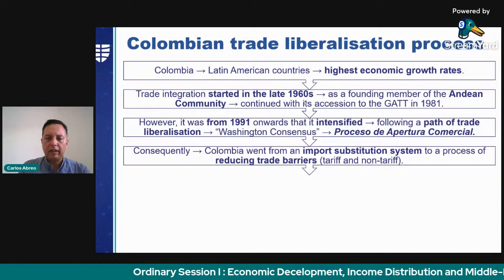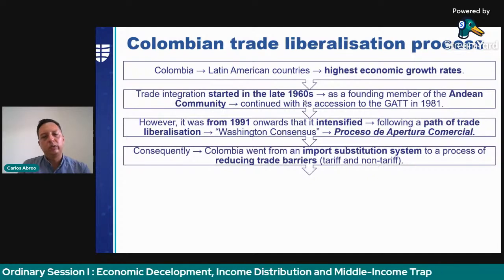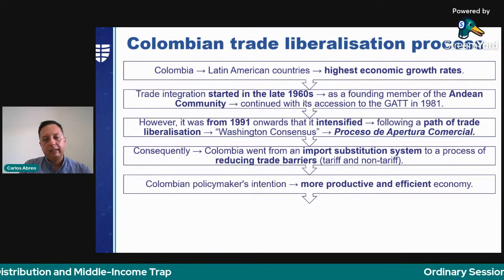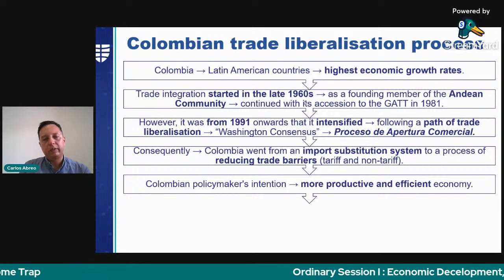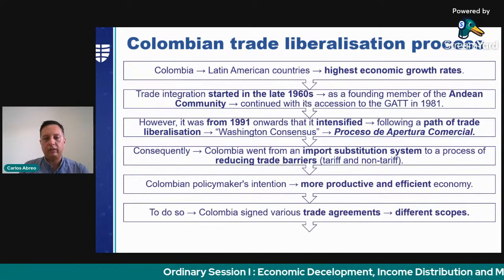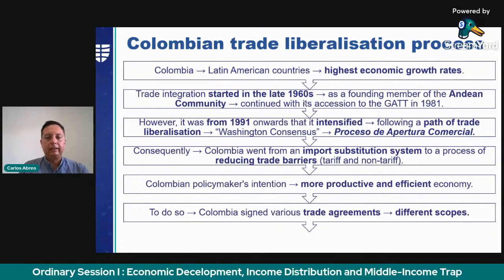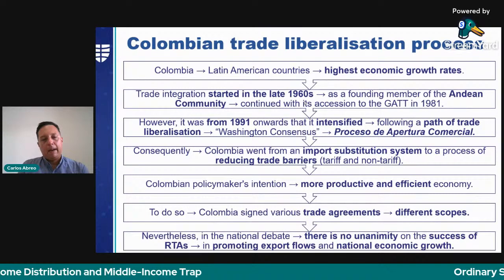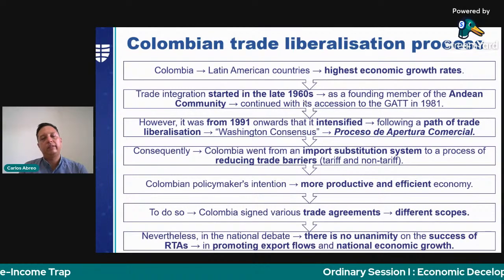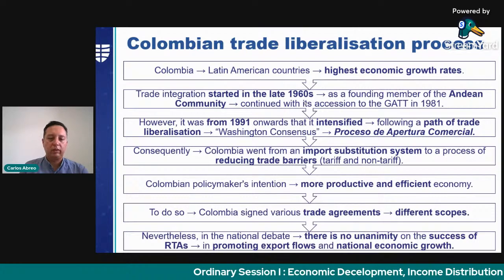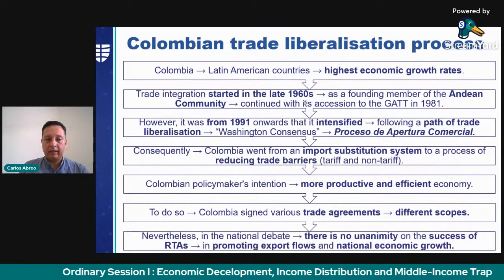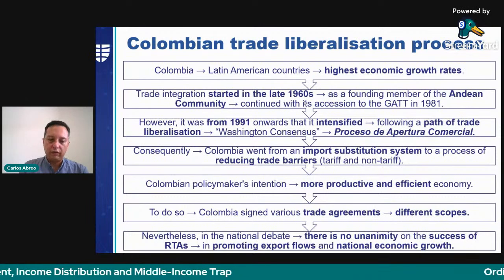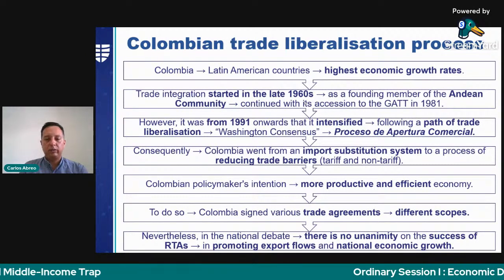Then Colombia went from an import substitution system to reducing or even eliminating trade barriers, tariff and non-tariff barriers. At that time, the Colombian policymakers' intention was to make a more productive and efficient economy. And to do so, the country signed various trade agreements with different scopes. But in the national debate, there is no consensus on the success of this strategy, especially on the effect of regional trade agreements in the promotion of export flows and also in national economic growth.